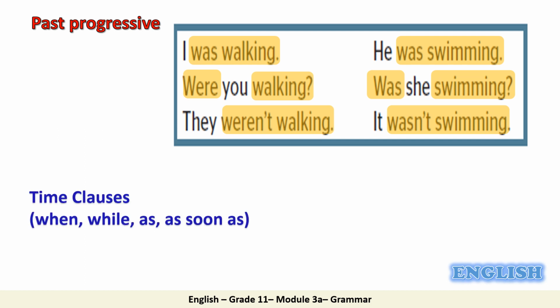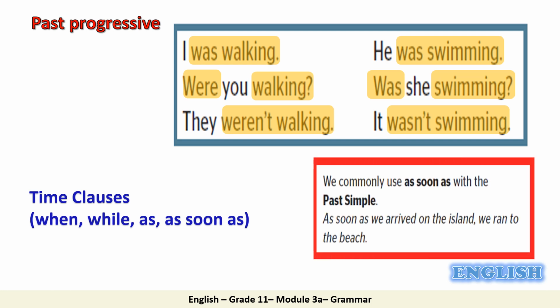The time clauses for this tense, the past progressive: when, while, as, and as soon as. We commonly use as soon as with the past simple. As soon as we arrived on the island, we ran into the beach. It is commonly used for as soon as in the past simple, but sometimes it's used with past progressive.